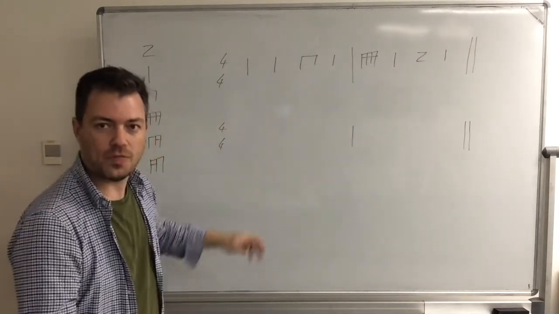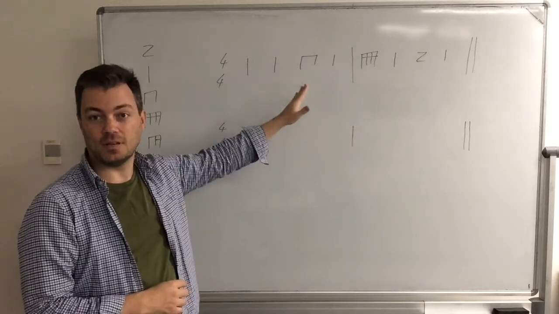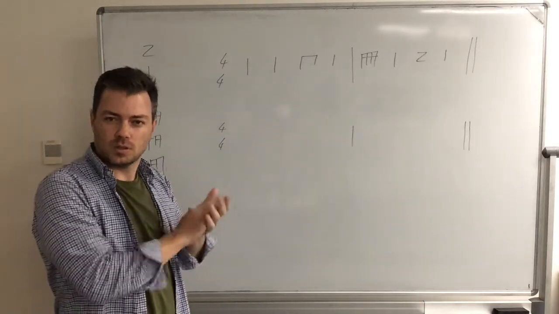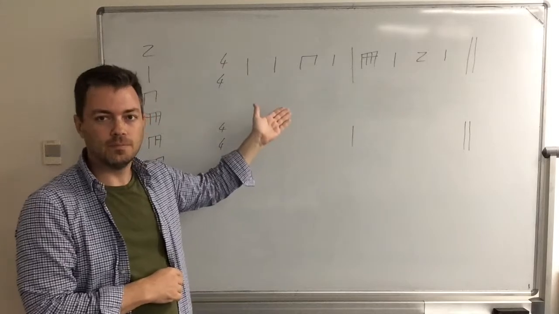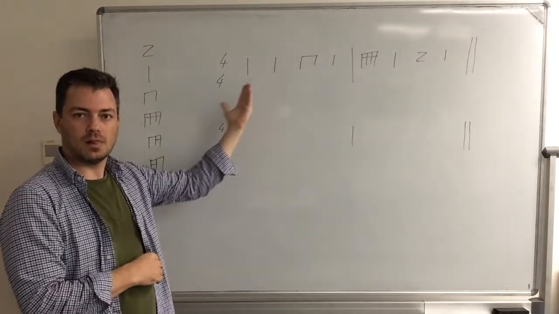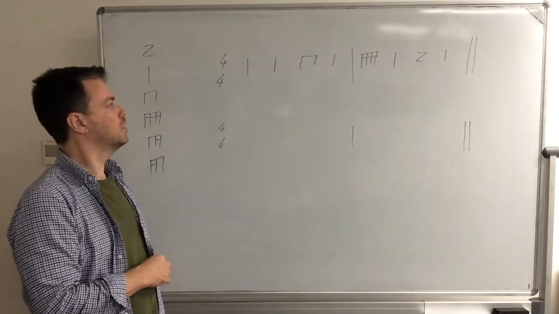Okay, now that I've got that rhythm up there, I'm going to clap it again so you can associate what it sounds like with what it looks like. Okay, so here I go. I'm going to clap that rhythm that we have there. 3, 4.